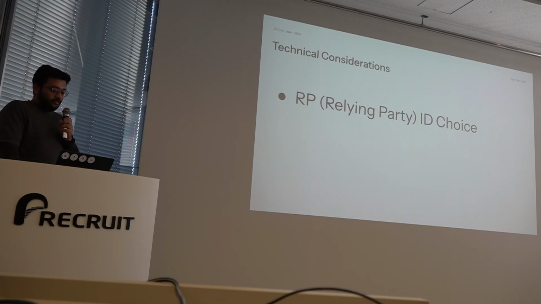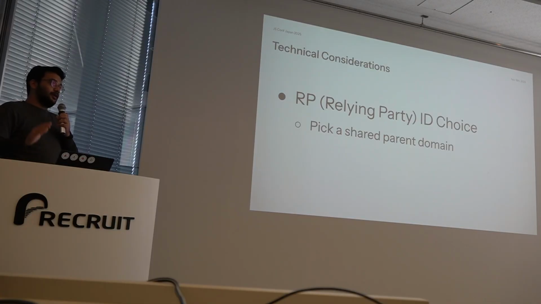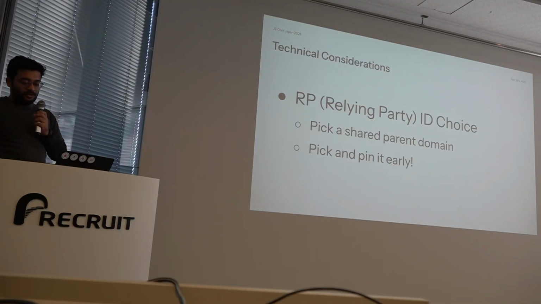The relying party, if you remember, is the root domain on which the passkey was created. You need to pick a shared parent domain because once the passkey is created on the user side, it's very hard to delete it, essentially, because it's stored on the user's device. So you need to pick a shared parent domain and pin it early because in future it's very hard to change that.